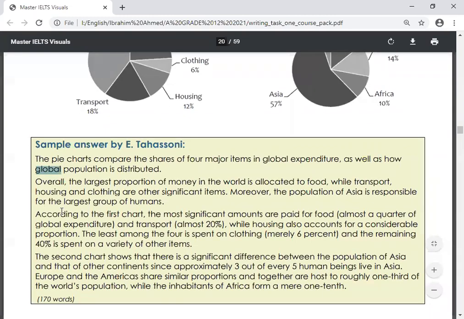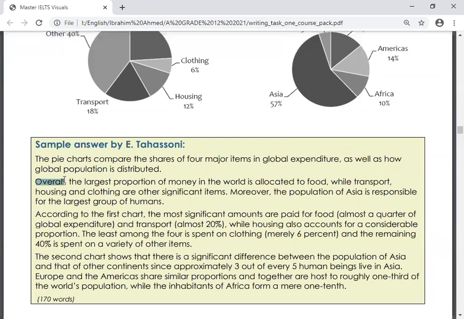And then he writes the overview. And I told you that in some schools, they prefer writing the overview after the introduction. What is the overview again? The main features in one sentence without using any numbers. The largest thing and the smallest thing. The largest section and the smallest section. But remember, we have two charts. Overall is a good word to begin with. To begin the overview, use overall.